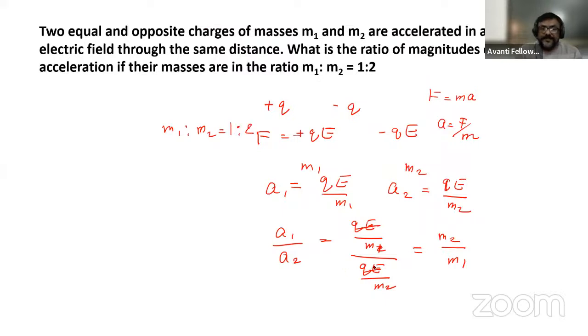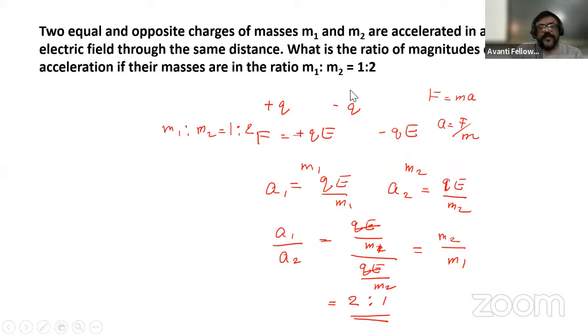But our answer is M2 is to M1. So what will it be? M1 is to M2 is 1:2, so definitely M2 is to M1 is 2:1. So the answer is 2:1. When the masses are in the ratio 1:2, accelerations will be in the ratio 2:1, provided they are acted upon by the same force. So their accelerations will be in the ratio of the reciprocal of the ratio of the masses. M1 by M2 is 1/2, so M2 by M1 will be the ratio of accelerations.